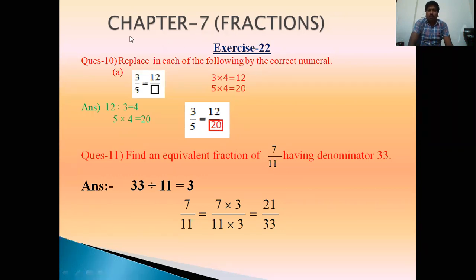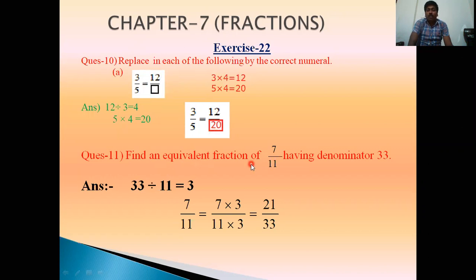You can use many types of methods to find these numbers. 3 to 12. Here we see 12 is 4 times the 3, so this makes the 12. And in the same manner, 5 into 4 makes the equivalent fraction. And now we write that 20 is here.